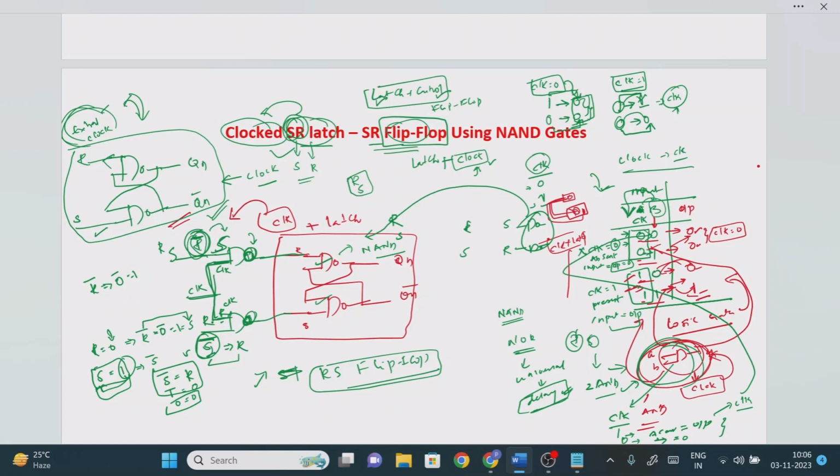So in the next class we will explain the basic operation of the SR flip-flop, then how to draw the logic circuit diagram. This is the same logic circuit diagram. Then we will see the truth table operation, then finally we will see how to find the characteristic equation for the SR flip-flop. Once that is completed, we will try to draw the excitation table, right?